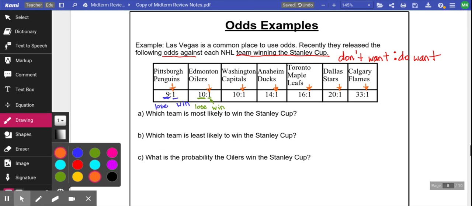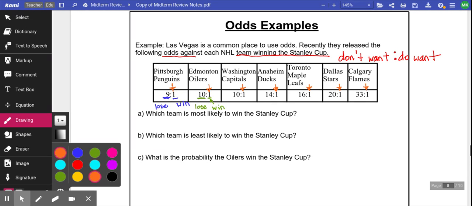So for Pittsburgh, they lose 9 times to win 1. Edmonton loses 10 times to win 1. Washington loses 10 times to win 1. Anaheim loses 14 times just to win 1. Toronto loses 16 just to win 1. Dallas 20 to 1. And Calgary, obviously last place, they lose 33 times before they win 1. We're actually getting pretty close to that. The last Stanley Cup they won was 1989, so that's been about 31-ish years. So it's getting close. Maybe Flames fans, you have a chance of winning again.